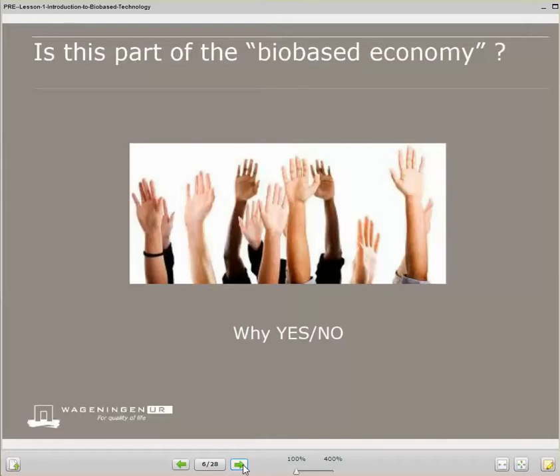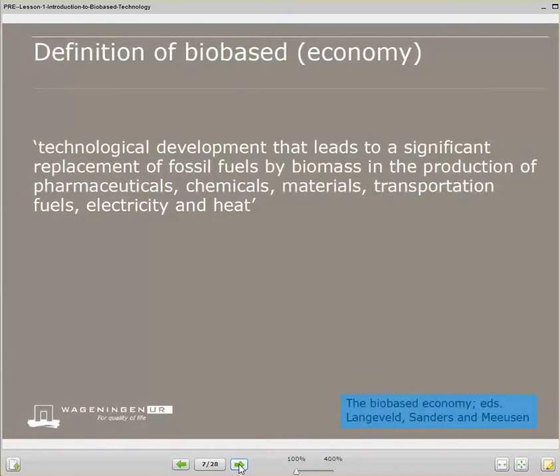The bio-based economy and building a bio-based society have a few distinctions, and this comes directly from this conference. This is their definition: a bio-based economy is a technological development that leads to a significant replacement of fossil fuels by biomass in the production of pharmaceuticals, chemicals, materials, transportation, fuels, electricity, and heat.